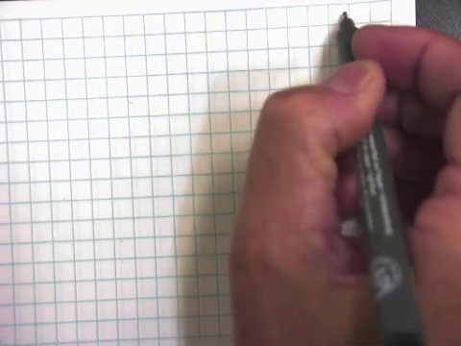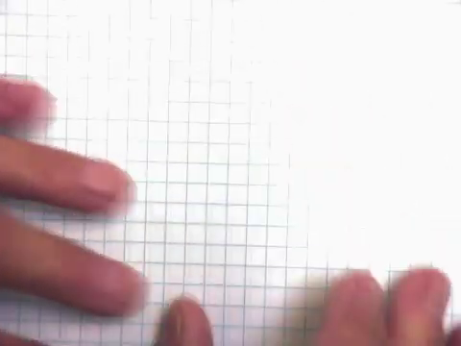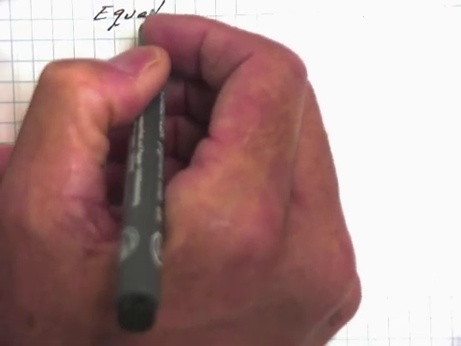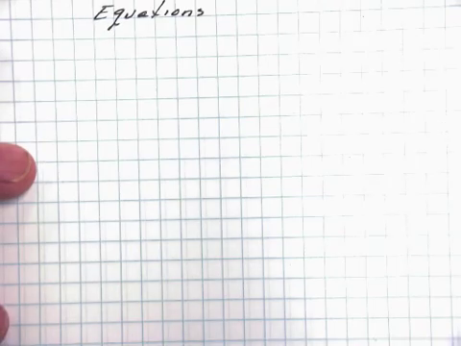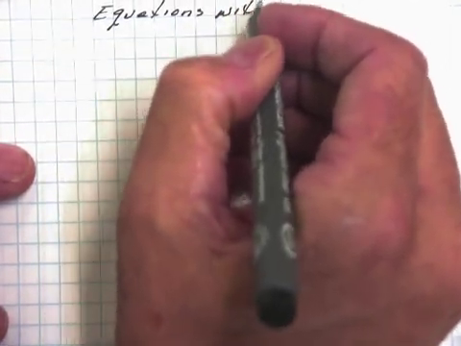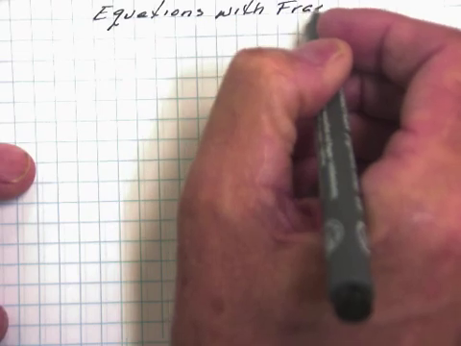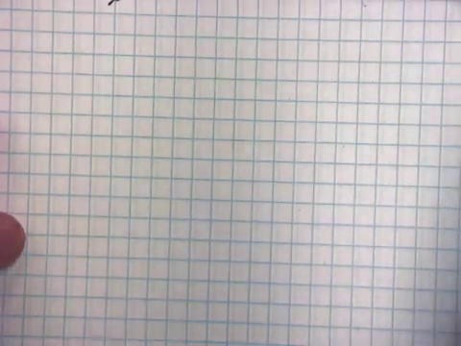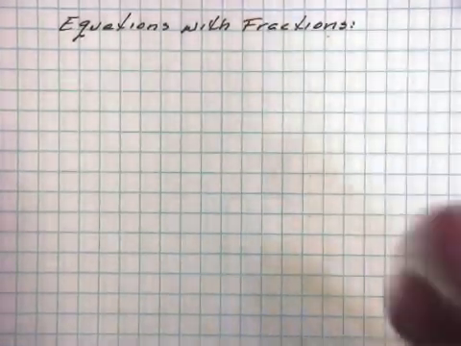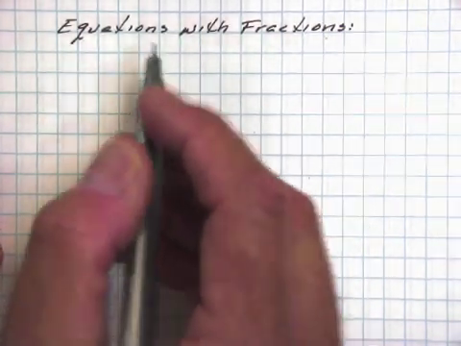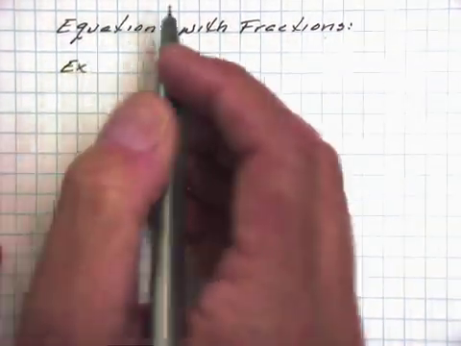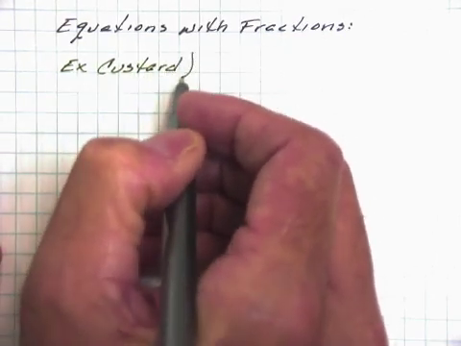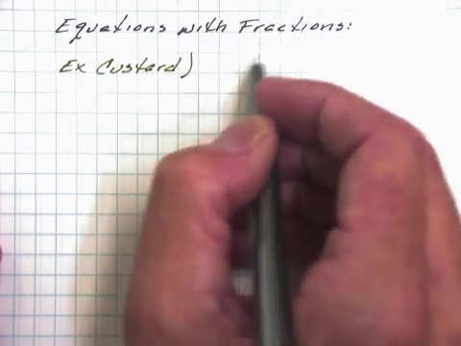Now, I want to show you a couple examples with fractions in them, because there's some special ways to handle fractions. So let's put this aside, and we'll go to page 2 of 2. And this is going to be equations with fractions. All right, and I think I'm using green for this one. Sorry about that, you couldn't see it. Equations with fractions.